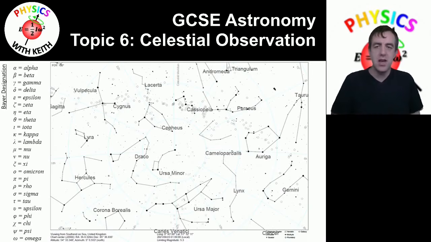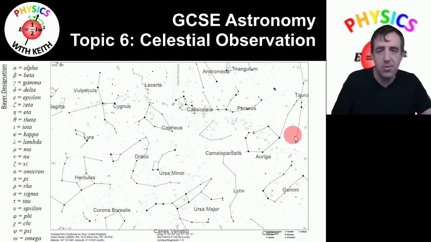So what Johann Bayer did is he named the star based on the constellation where it is and how bright it is, starting from Alpha, working your way down. So Alpha Cassiopeiae was the brightest star in Cassiopeia. Beta Cassiopeiae was the second brightest star in Cassiopeia, and so on. So there's the Greek alphabet. If you want to get that down, that's the scheme that we use.